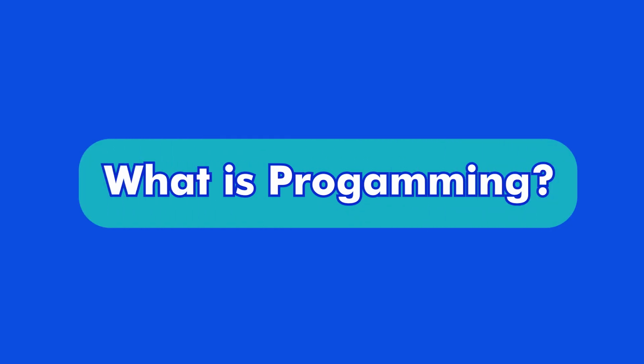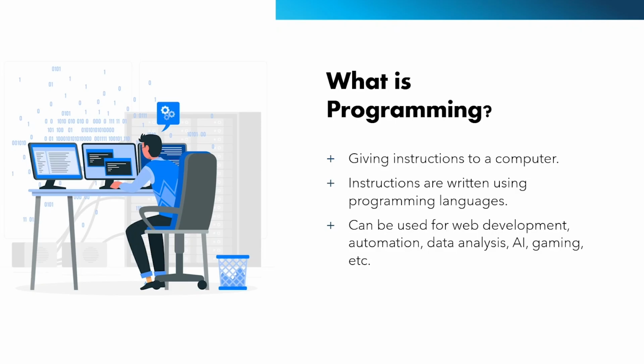We're going to start by understanding the meaning of programming. When we talk about programming, we're talking about interacting with the computer or giving instructions to the computer. Just like the normal interactions we have with our fellow human beings, we normally speak to people using a language that they understand.